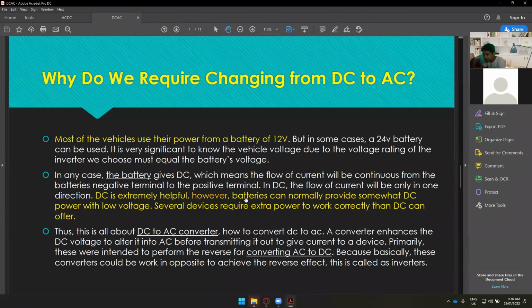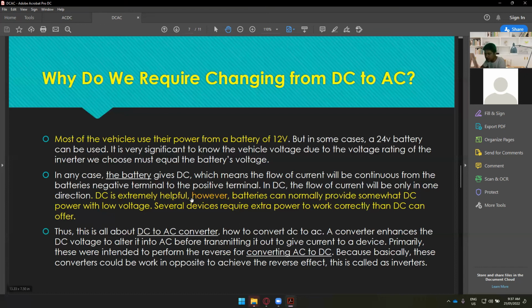However, batteries normally provide DC power at low voltage, so several devices require more power to work correctly than DC can offer. Thus, this is all about the DC to AC converter, how to convert DC to AC. The converter raises the DC voltage and alters it into AC before sending it out to supply current to a device. These were primarily intended to perform the reverse of converting AC to DC, because these converters could be operated in the opposite direction to reverse the effect. This is called an inverter.